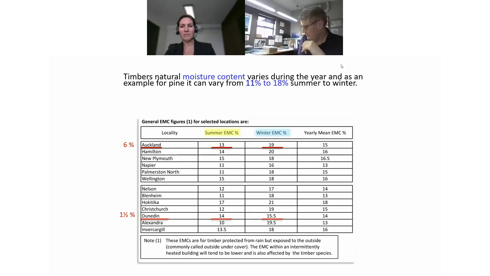But that's just a really, really good chart. And check out Alexandra, and this is a classic, 10 to 19.5. And again, I don't make these figures up. I just took it from the book.